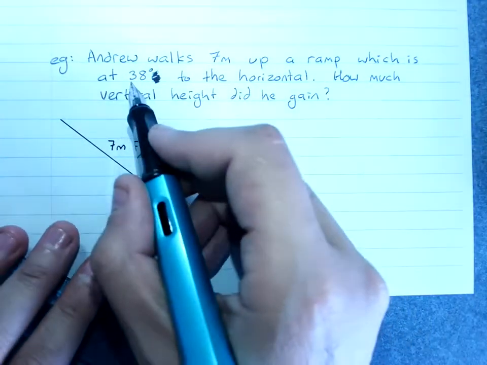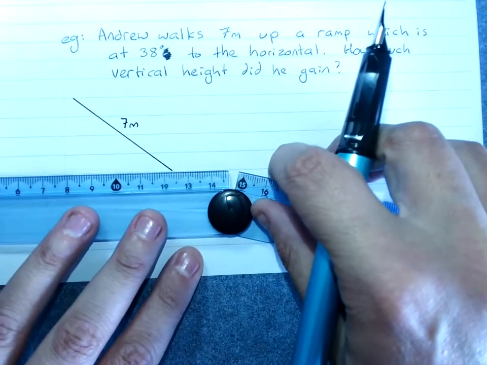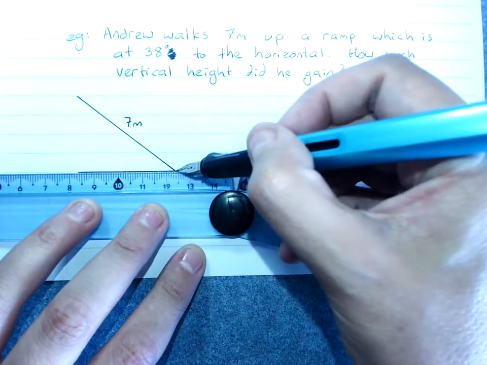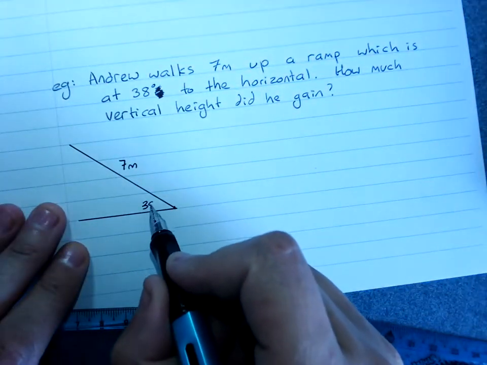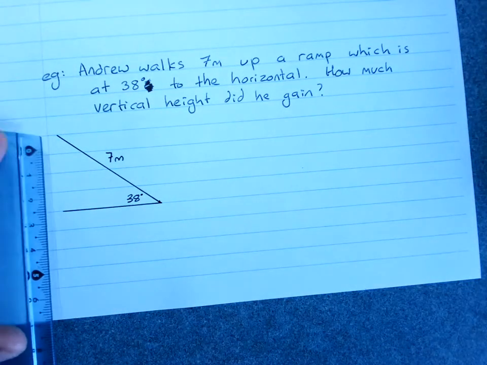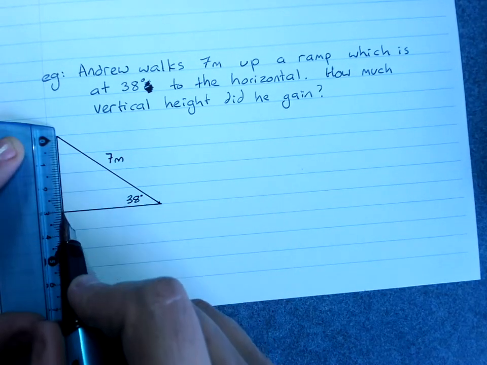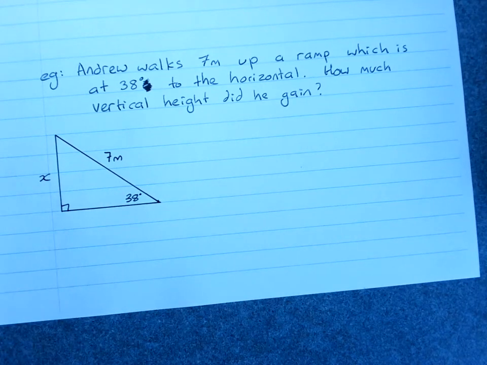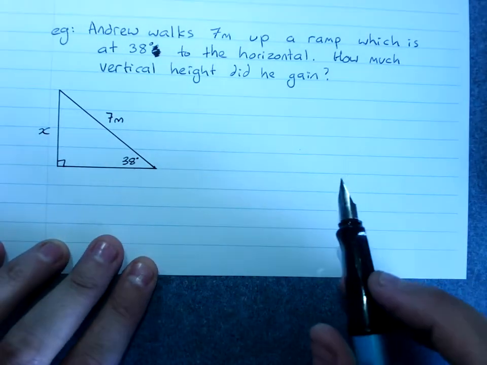And that ramp is at 38 degrees to the horizontal, and what that means is, at the bottom of the ramp, create the horizontal line, and the ramp and the horizontal are at an angle of 38 degrees. How much vertical height did he gain? That's from where he started, vertically straight up to where he finished. That's our side here, x. Now that you've drawn and labelled a diagram, follow your steps.